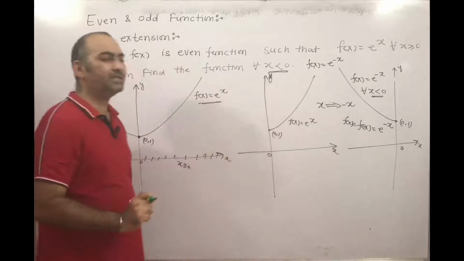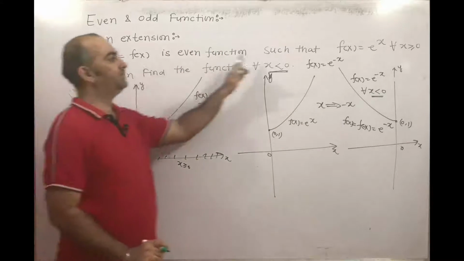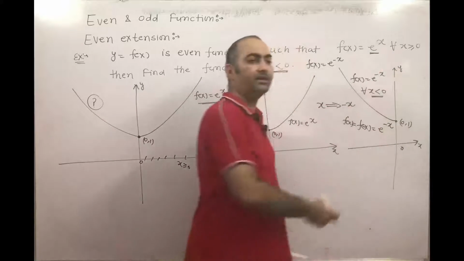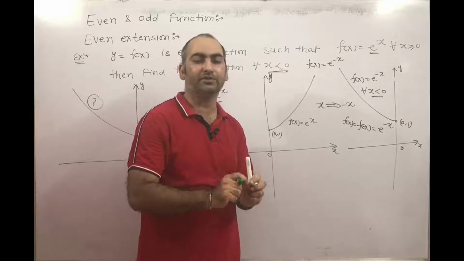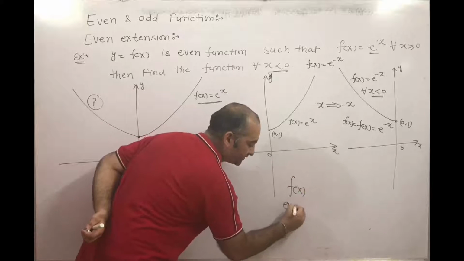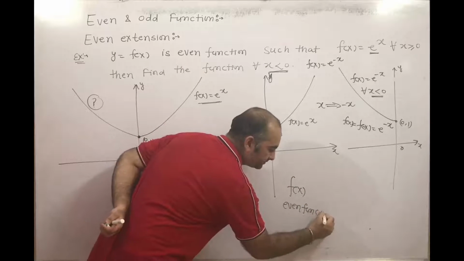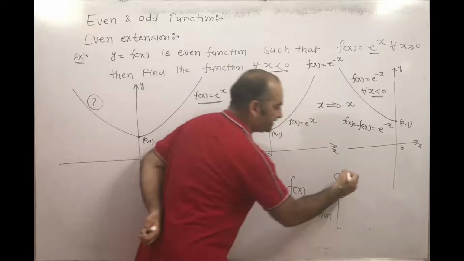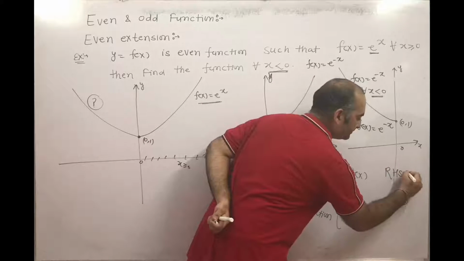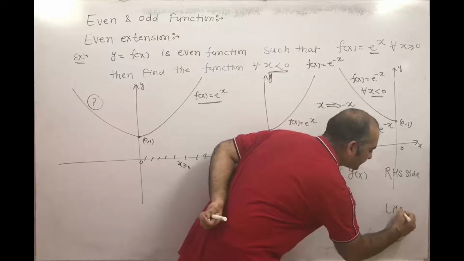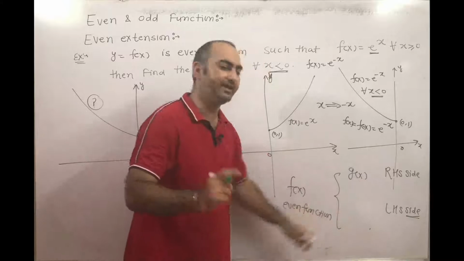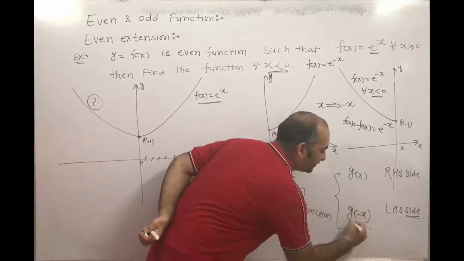So what we are doing is simple. f(x) is an even function such that for x greater than or equal to 0, we have been given the function e power x. Then we want the other side graph. So instead of x, we have to replace minus x. For example, f(x) is an even function such that g(x) is on the RHS side. Then what should be the graph on the LHS side? What is the function on the LHS side? Instead of x, we put minus x, so it becomes g of minus x. Very simple.